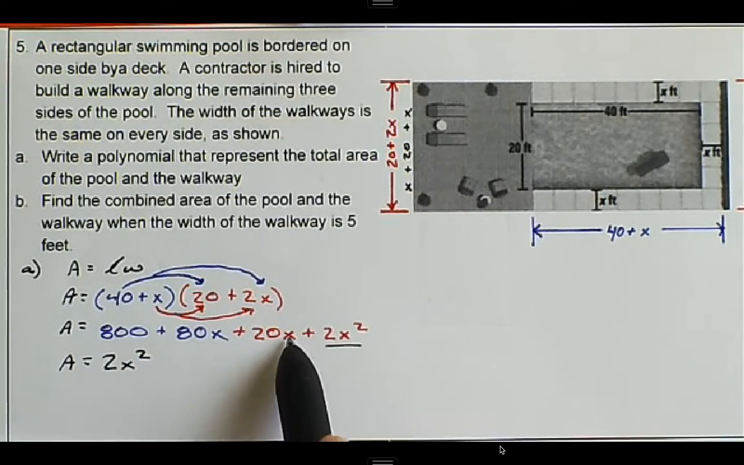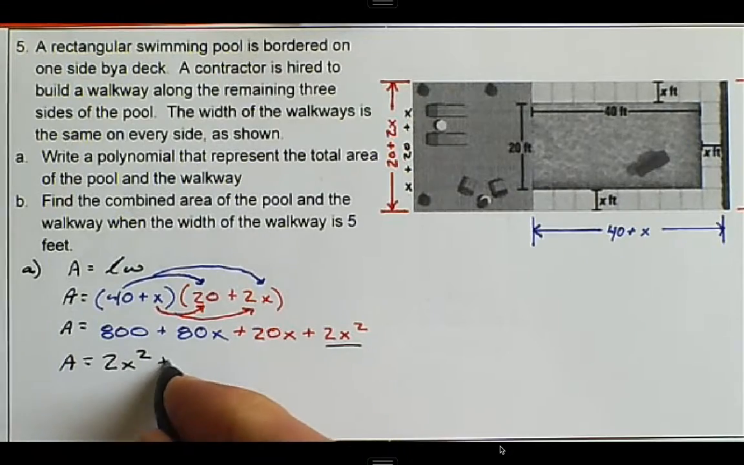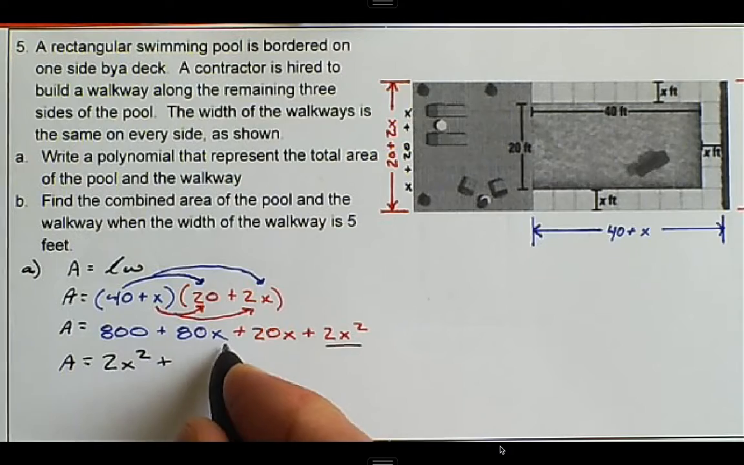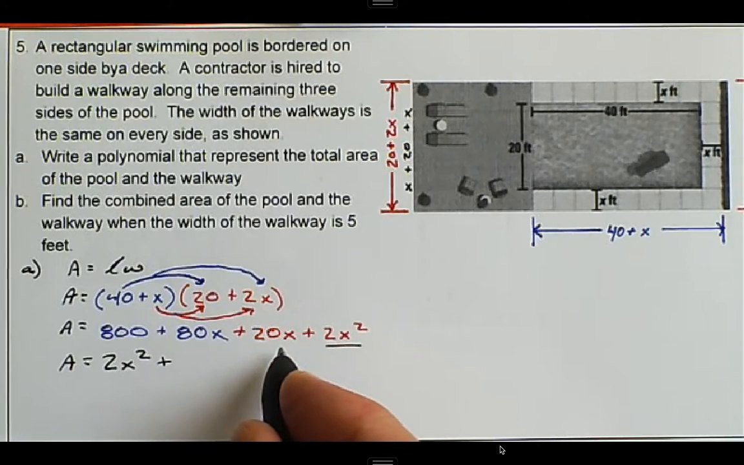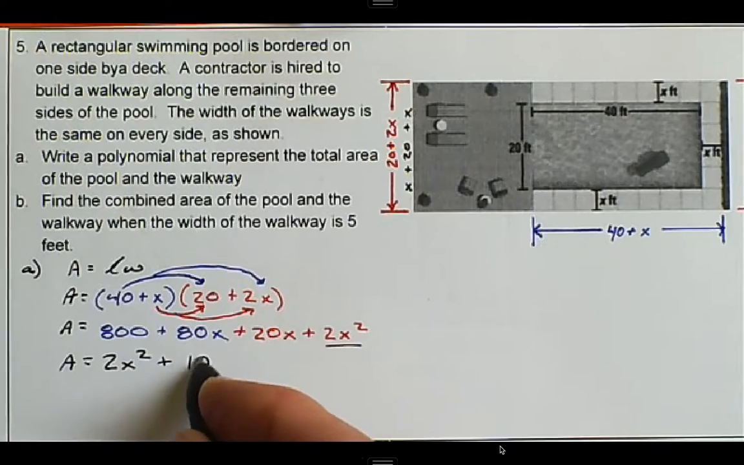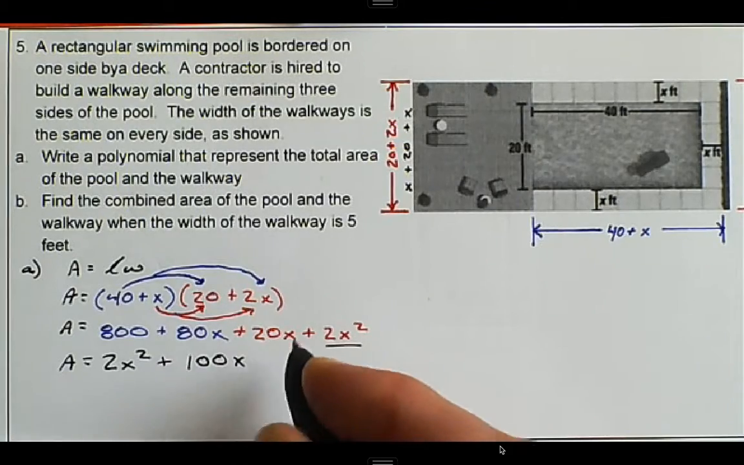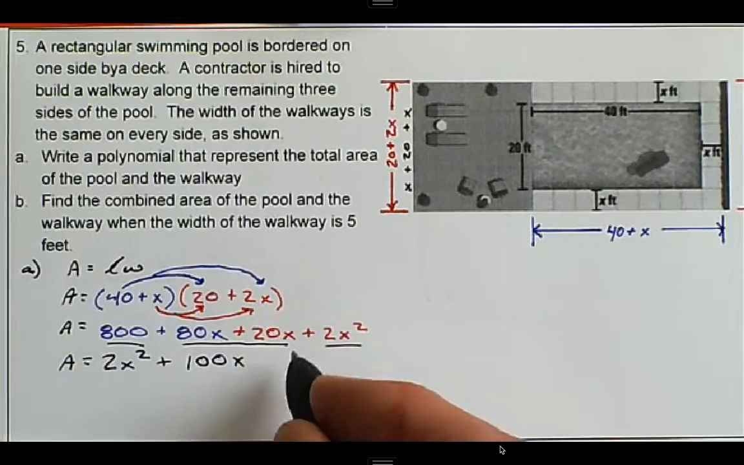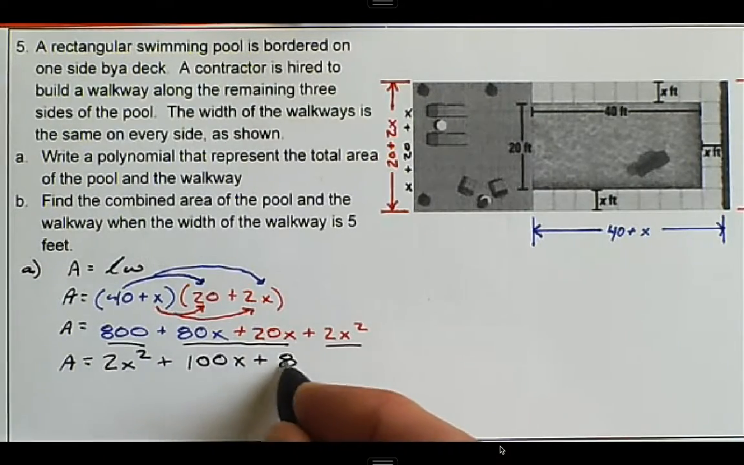The next one we have is x, so we're going to add all the x's. We have 80x and 20x, which is 100x. And then last, we write down the constant, because we only have one of those. That's plus 800.